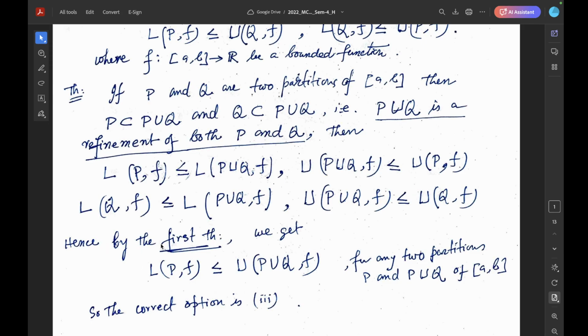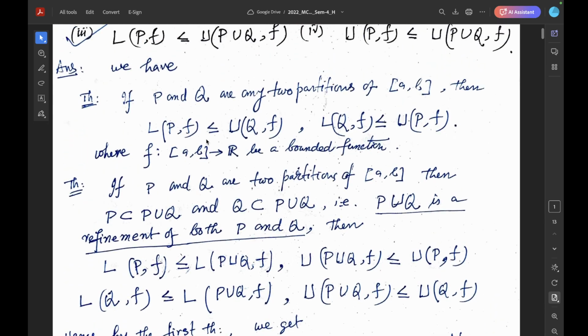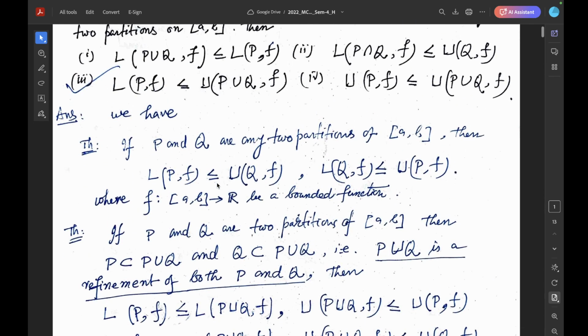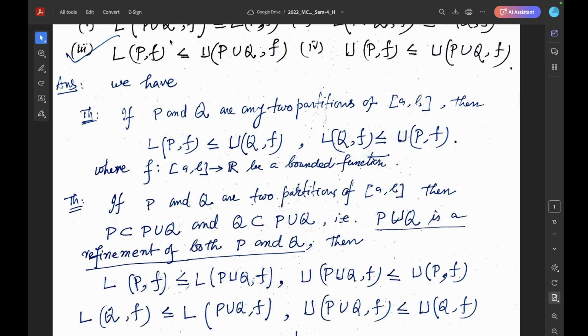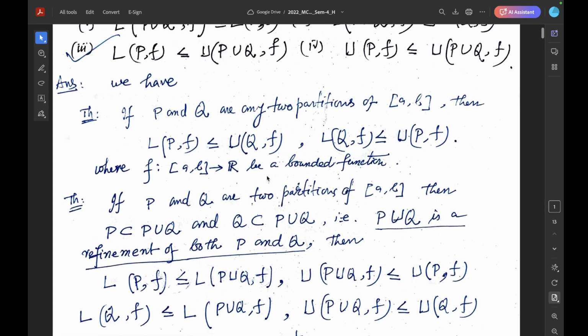Hence, by the first theorem, here P is a partition and P∪Q is also another partition of the closed interval [a,b]. Hence, by this first theorem, L(P,f) is less than or equal to U(P∪Q,f), which is the correct option 3.